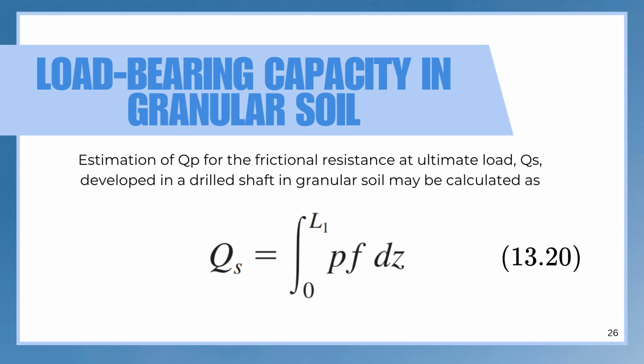The shaft resistance Q sub S represents the frictional resistance developed along the pile surface. It is calculated by integrating the unit skin friction along the entire length of the shaft, as shown in equation 13.20. In simple terms, this means the total shaft resistance is the sum of the friction acting over the depth of the pile.